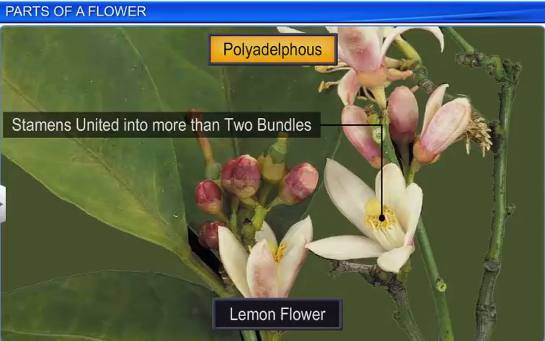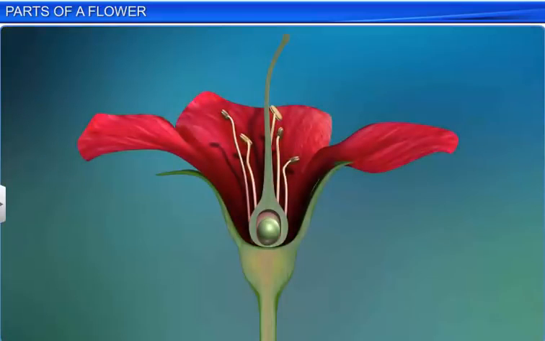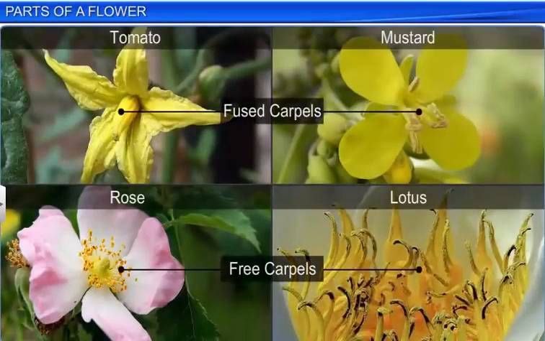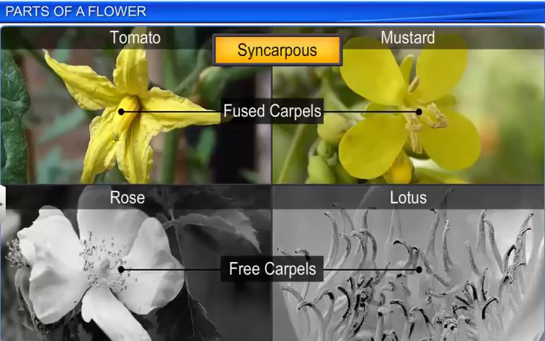Now the innermost whorl is the gynoecium. It consists of one or more carpels, which are the female reproductive organs of a flower. The carpels can be either fused or free. For example, in tomato and mustard, the carpels are fused and are called syncarpus, while in rose and lotus, the carpels are free and are called apocarpus.